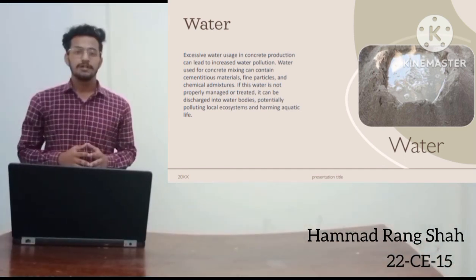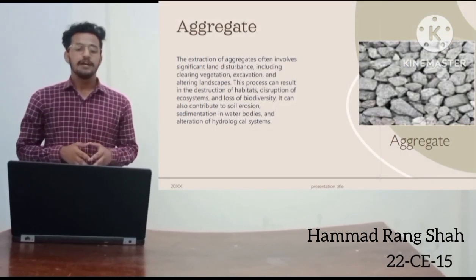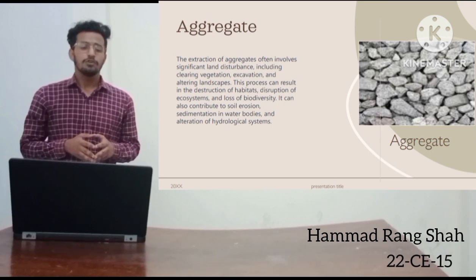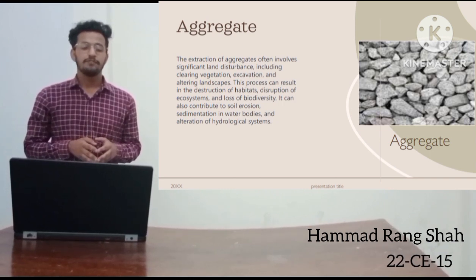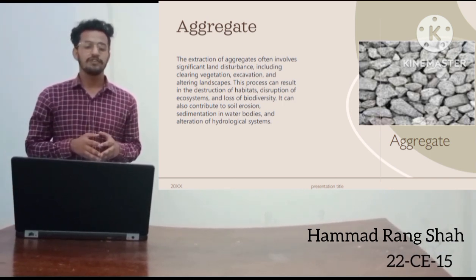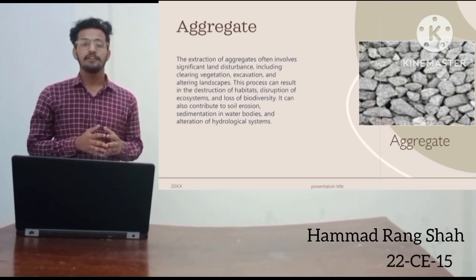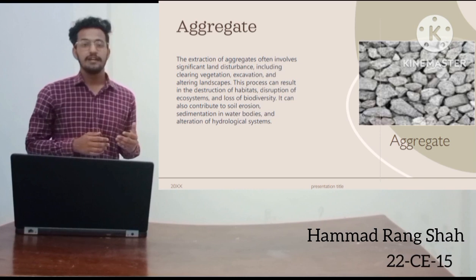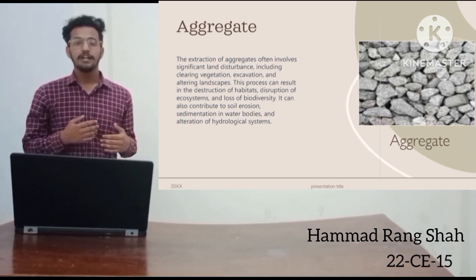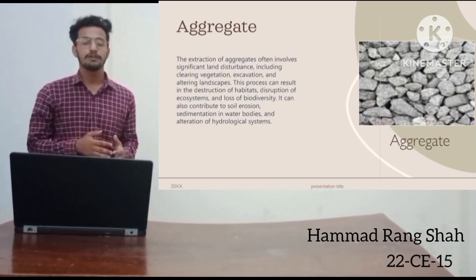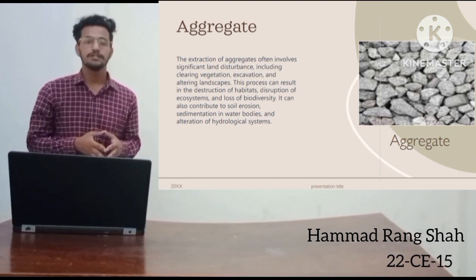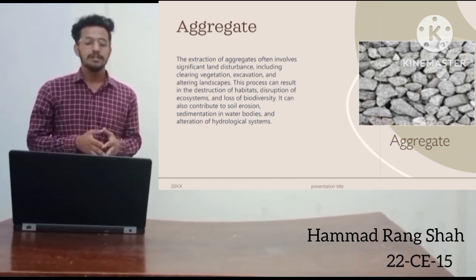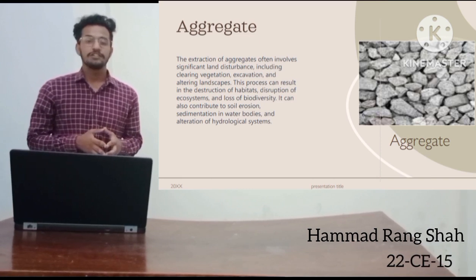Having covered water and cement, now we will move to aggregate. How aggregate in concrete is affecting our environment. So we will see that extraction of aggregates involves significant disturbance of vegetation, because when we extract aggregate, we need to extract it from land, which can result in land erosion. And when the sediments of land move into water, it will affect the water bodies, it will cause pollution there. So it will cause the destruction of biodiversity and will also lead to alteration of hydrology.